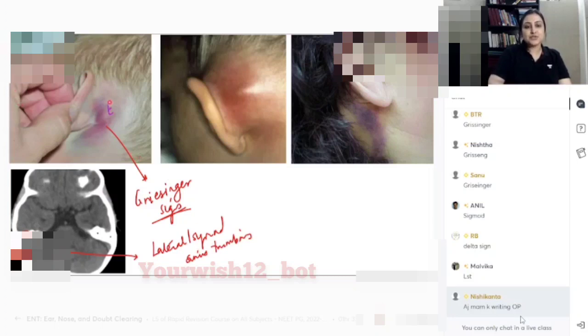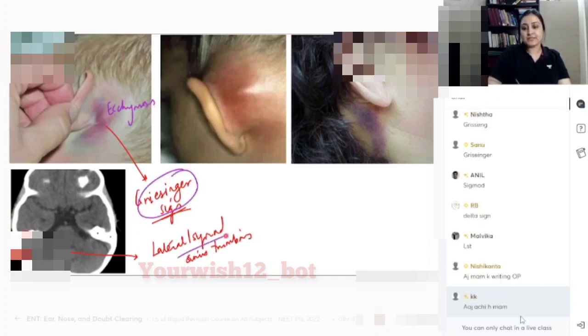This is ecchymosis, right? So you will see ecchymosis here, which is Greisinger sign, which is lateral or sigmoid sinus.